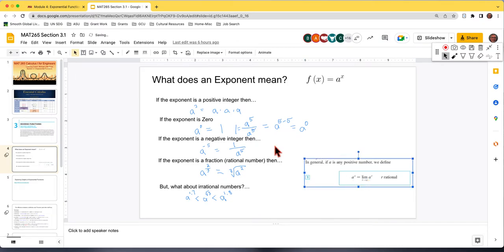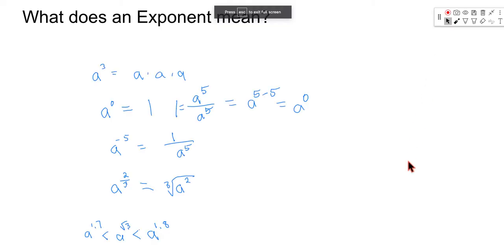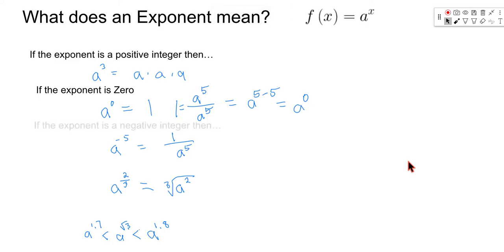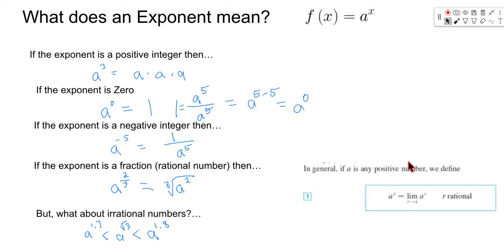Move that up, and then we'll go back to the slideshow so we can see it a little bit better. So they use the limit as the rational number goes towards x. Again, we don't have to think too much about it. It works. Our calculators would be able to handle this, so we can do a base to a rational number. Okay.